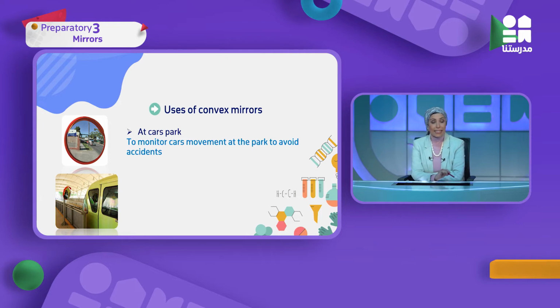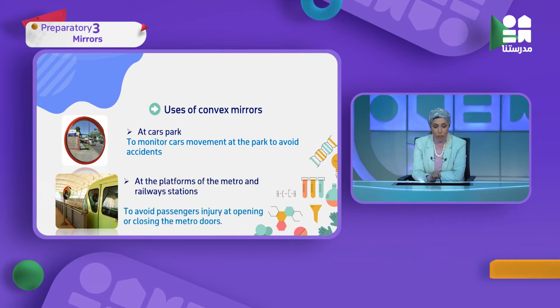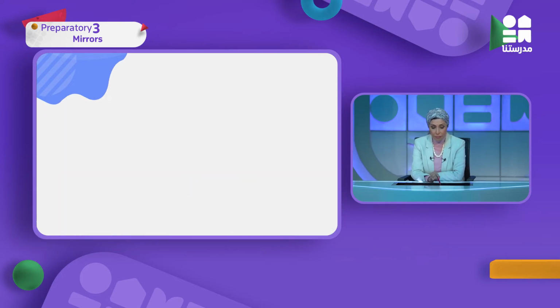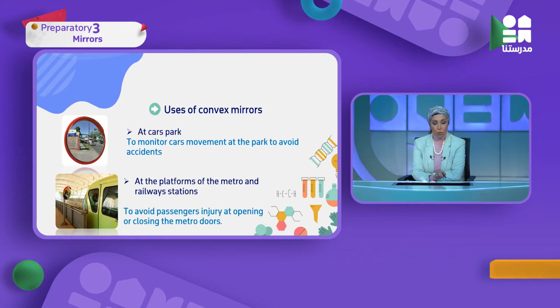And also we can see those convex mirrors in metro stations, to avoid passenger injury when operating or closing the metro doors. If the metro doors are closed, they open automatically. So if a passenger is entering or exiting, they can see it in the mirrors we have.